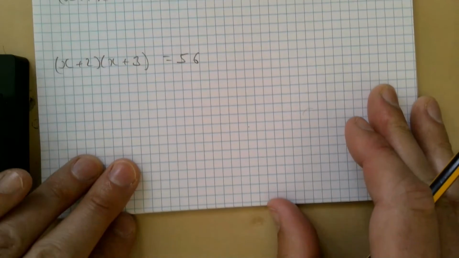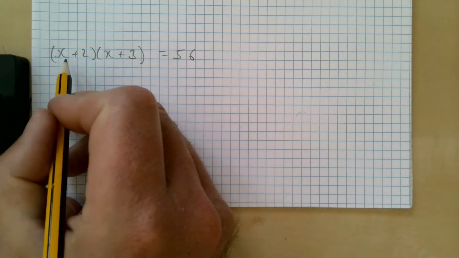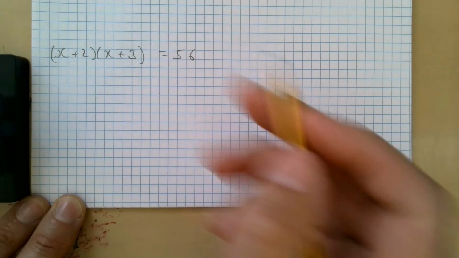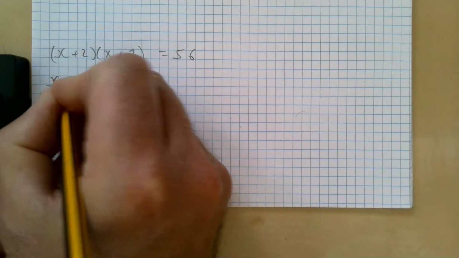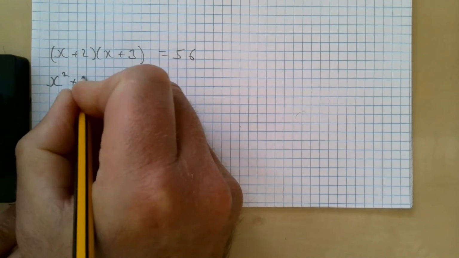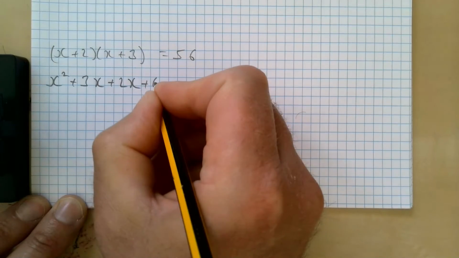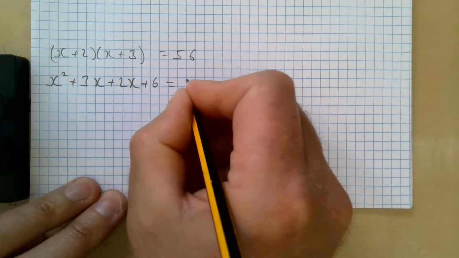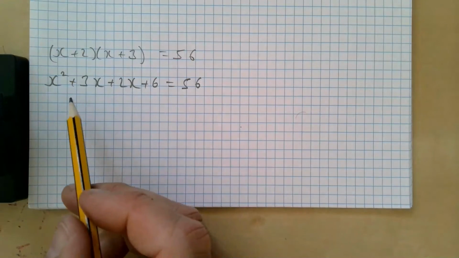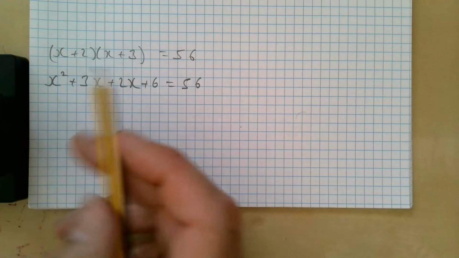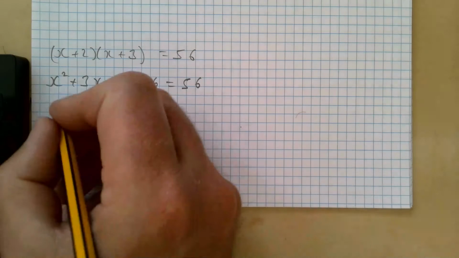Final example then is a bit of a mixture of two. This looks like we've nearly done it, but annoyingly we haven't. We need to multiply this out, get everything to the one side, and then solve them from there. So there's a wee bit of work to do here. First, x times x is x squared, outer, plus 3x, inner, plus 2x, plus 6, equals 56. And as I said back up at the top, the way we solve quadratic equations is to get everything over to the one side.